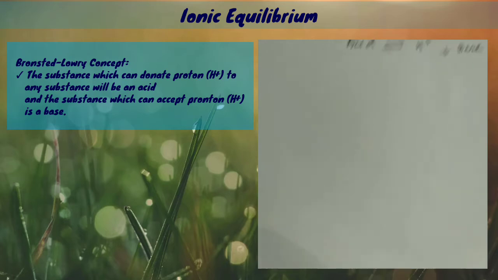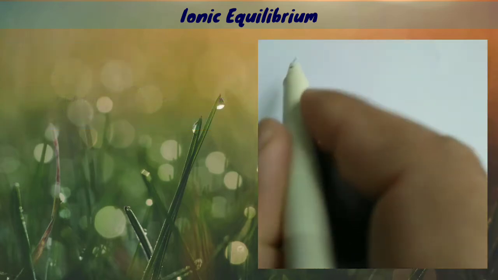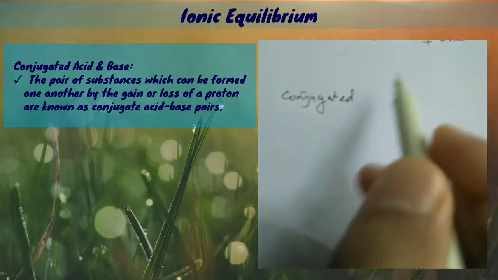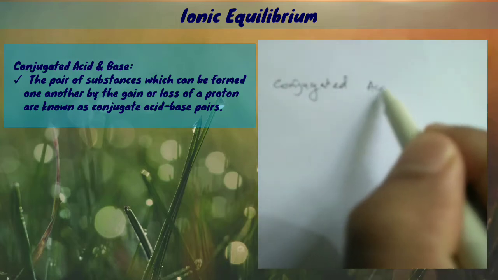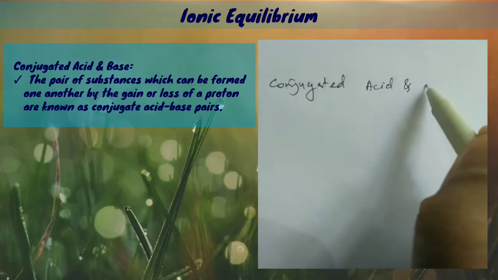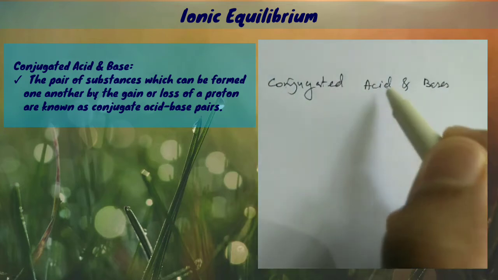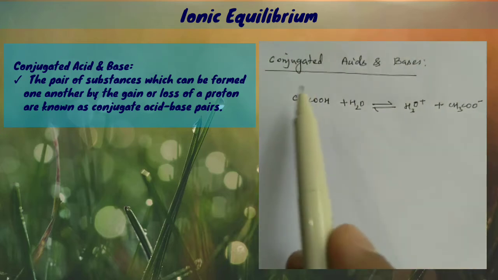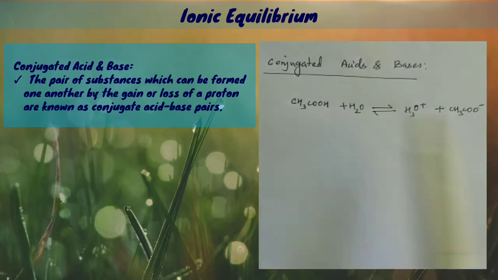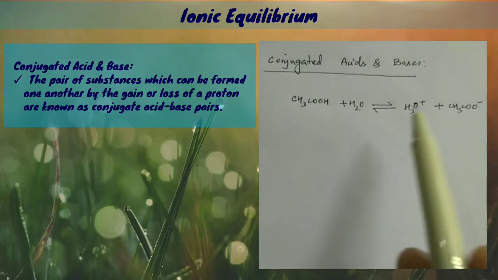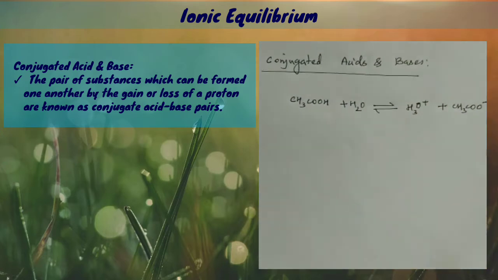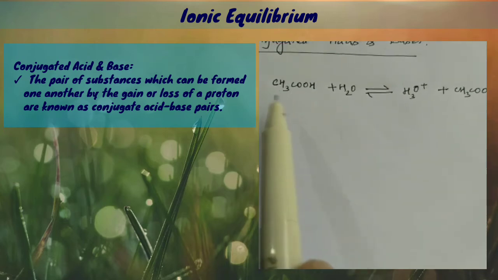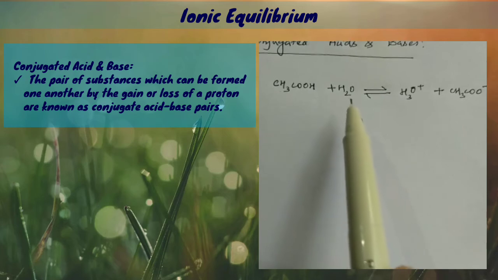Now we are going to discuss conjugate acids and bases. Let us understand the concept of conjugate acid and base by using an example. Here is the dissociation of a weak acid, acetic acid, in aqueous solution.